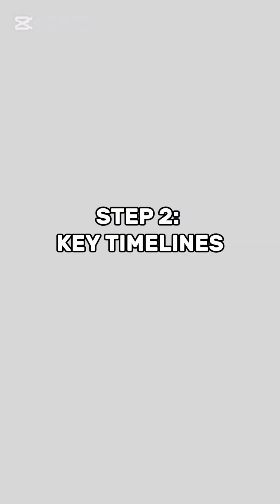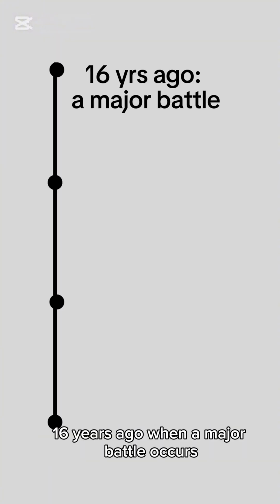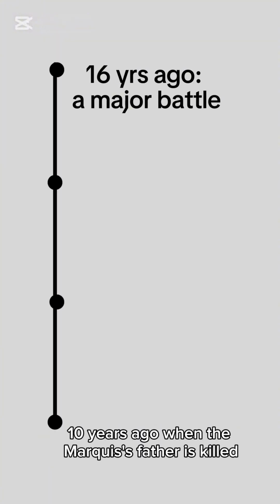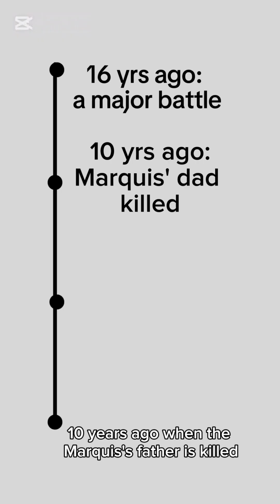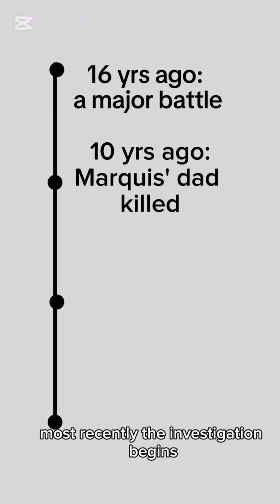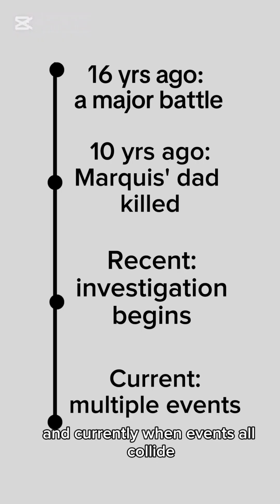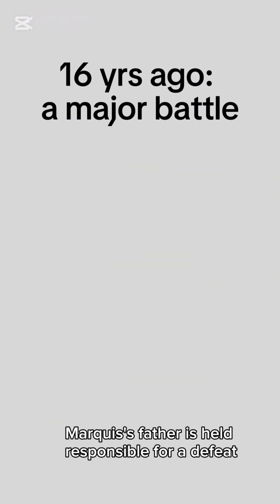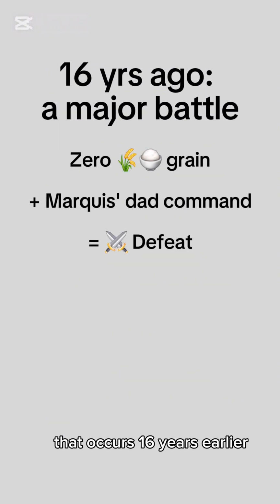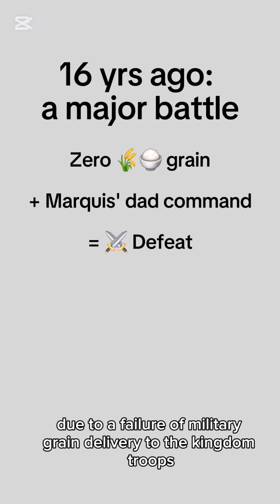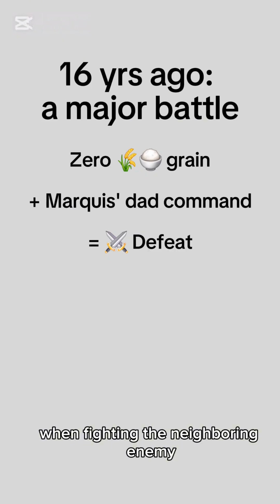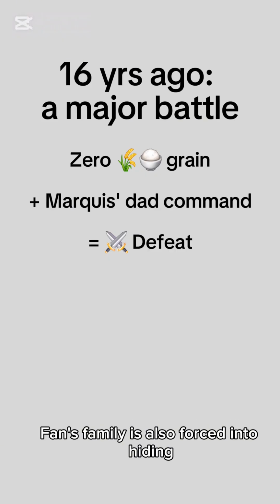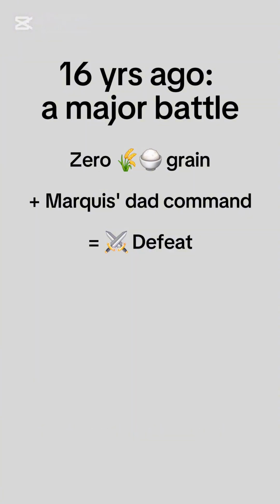Step 2. Key timelines. Pay attention to these 4 key timeframes. 16 years ago, when a major battle occurs; 10 years ago, when the Marquis's father is killed; most recently, when the investigation begins; and currently, when events all collide. The Marquis's father is held responsible for a defeat that occurs 16 years earlier due to a failure of military grain delivery to the kingdom's troops when fighting the neighboring enemy. Fan's family is also forced into hiding.